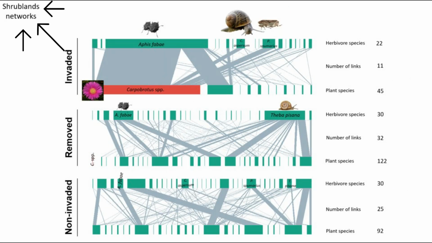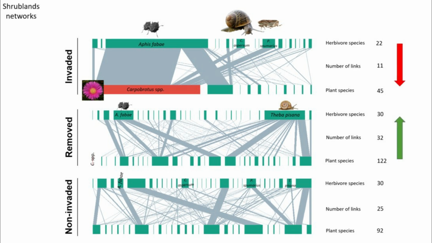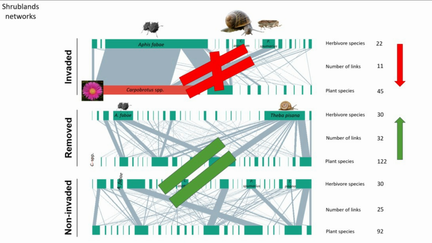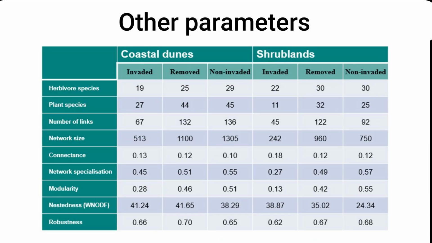What happens in coastal shrubland locations? Well, more or less the same. The non-invaded and removed plots don't show significant differences between them, while they do show significant differences with the invaded plot. We also determine other parameters, one of the most important of which is modularity.